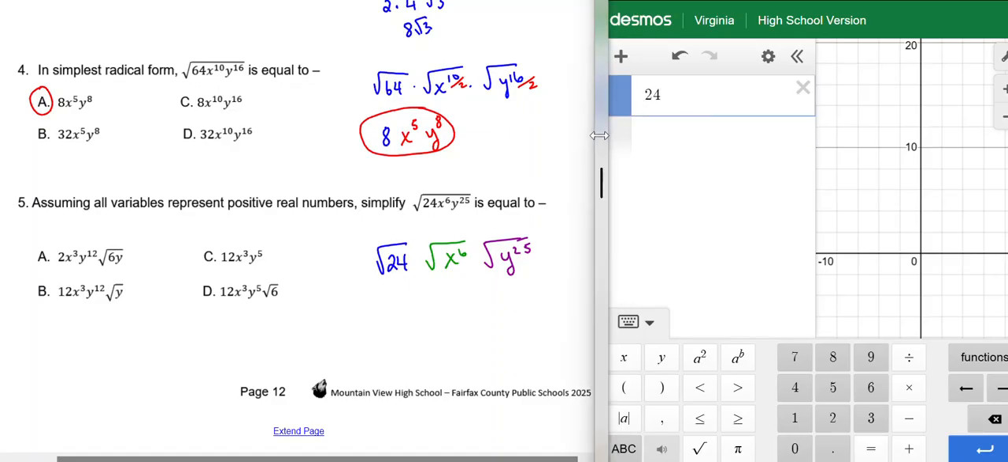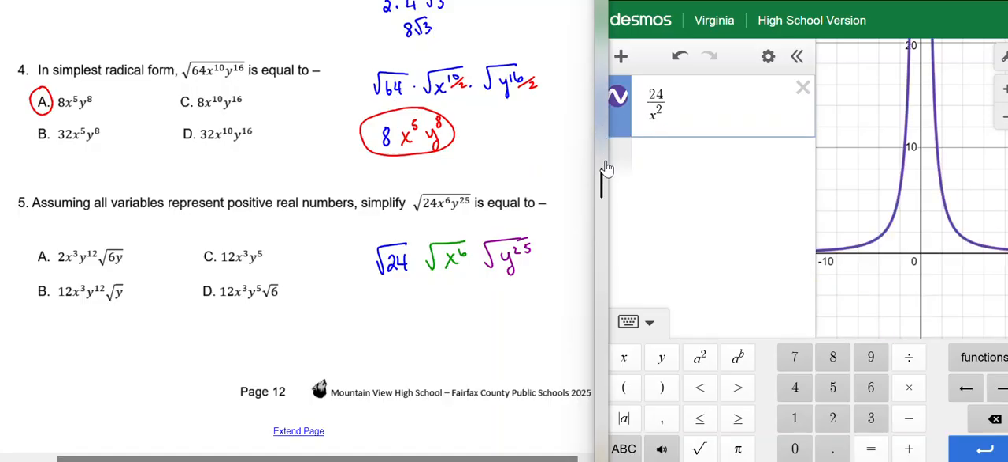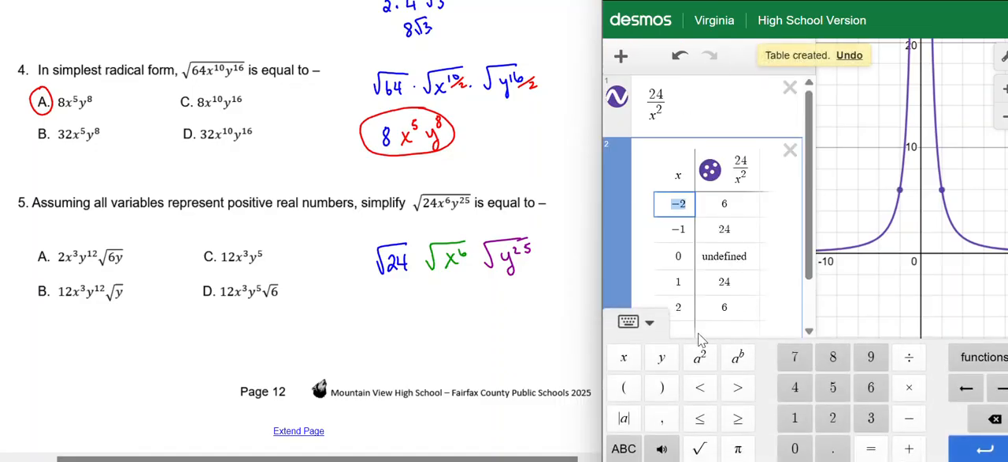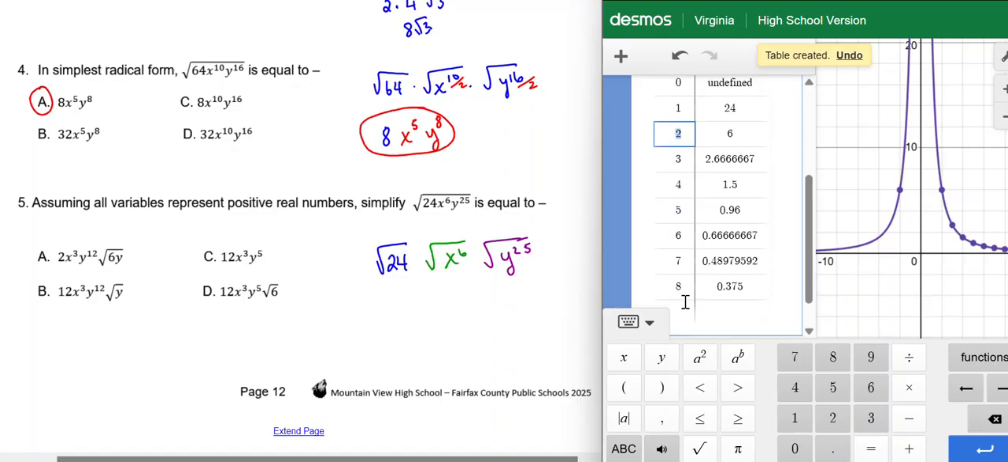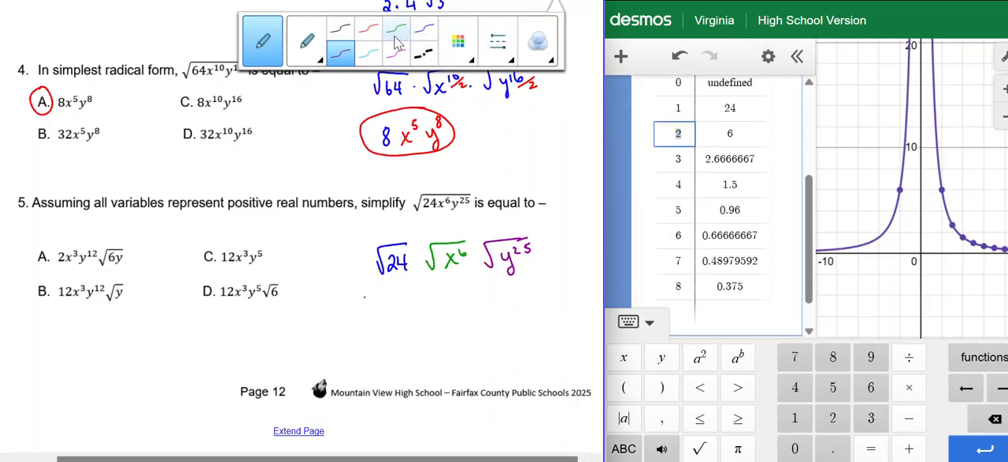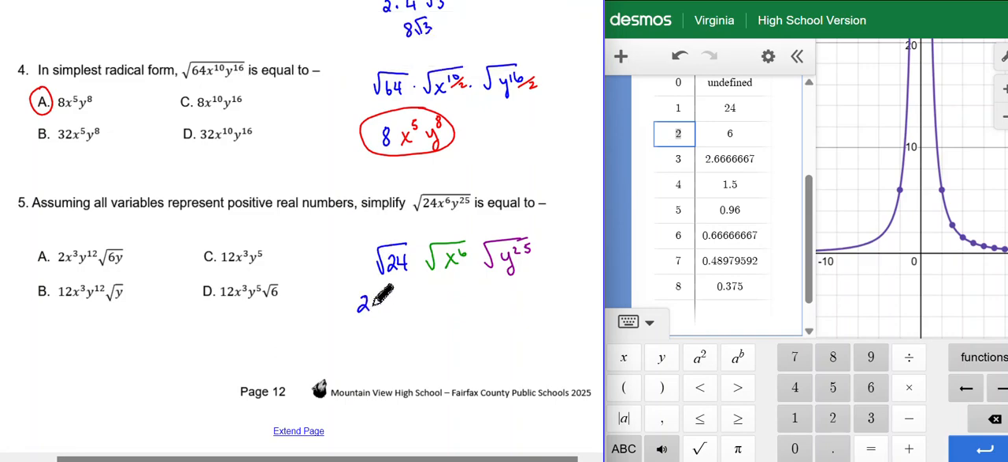So let me remember my steps. 24 divided by x squared. Turn it into a table. Press on the last button, enter, enter, enter. So it looks like this simplifies down to 2 square root of 6. So this one is 2 square root of 6. That part is done. All right.